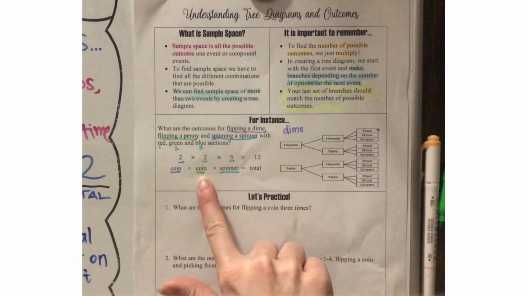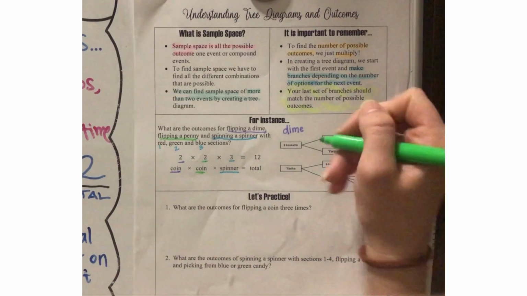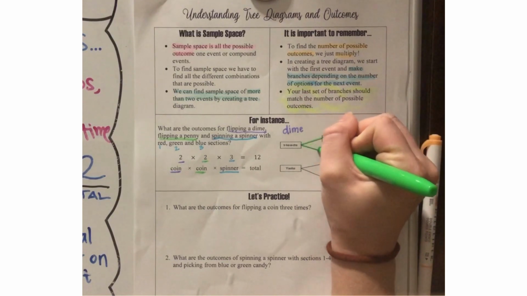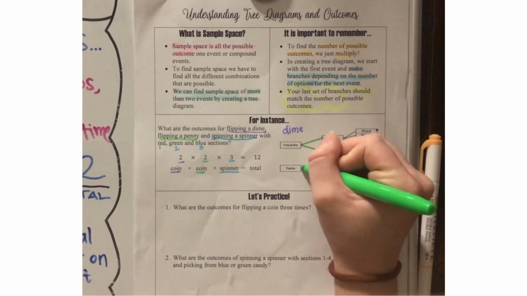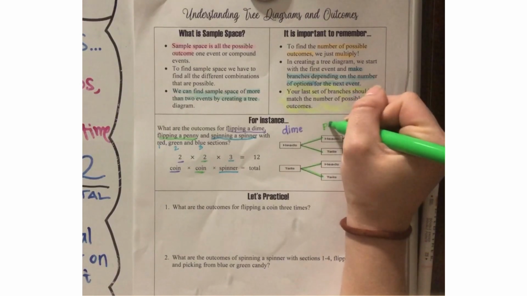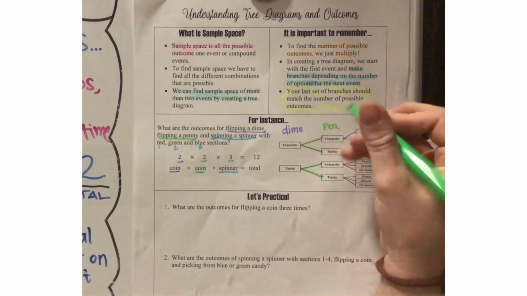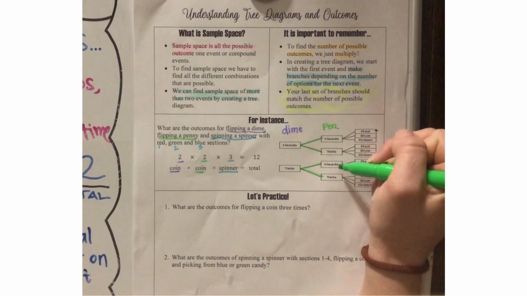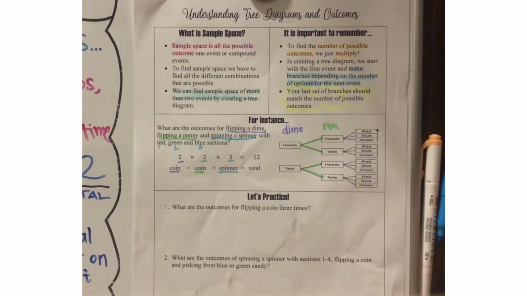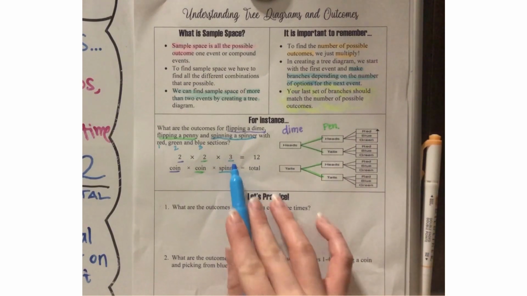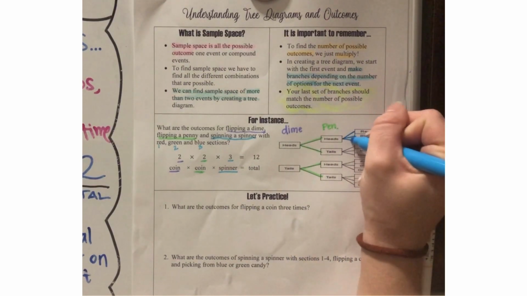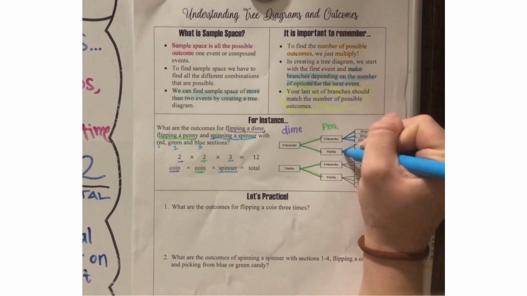Going from there, we have 2 options for our penny. So both of our defined options are gonna get 2 branches. Now our options for our penny are heads and tails. So heads, tails, and then we just do it again, heads, tails. Then for our spinner, we had 3 options. So now we have 3 branches coming off each box.